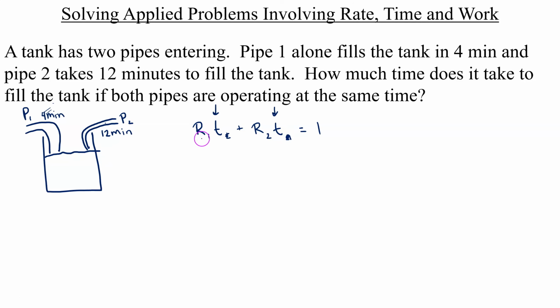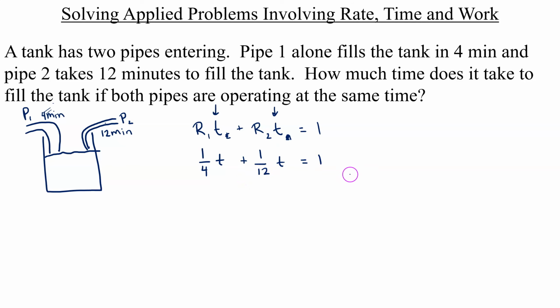All right, the rate of pipe 1: it can fill 1 tank in 4 minutes. So the rate is 1/4, and that's times time. For pipe 2, the rate is 1 tank in 12 minutes, times time.